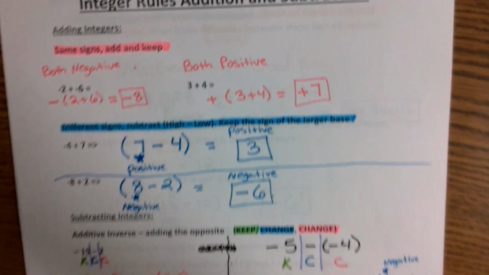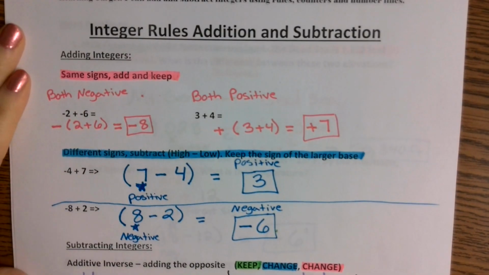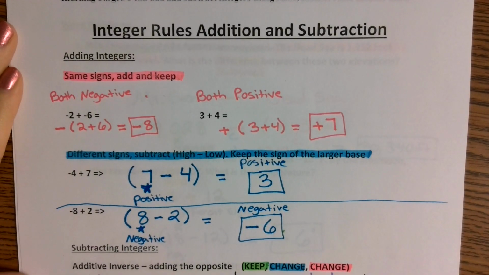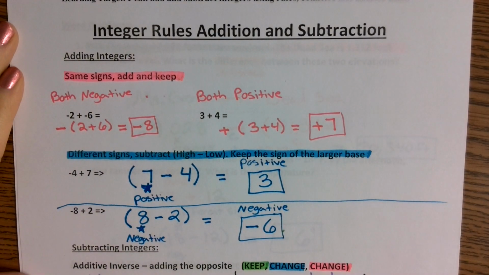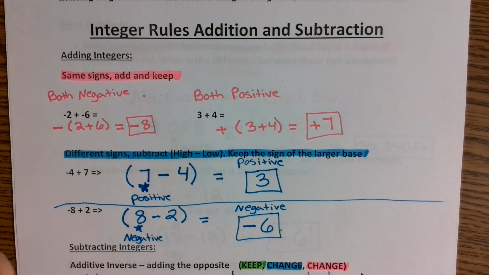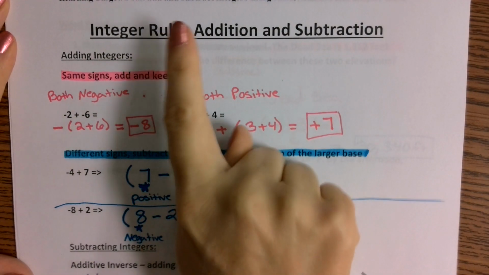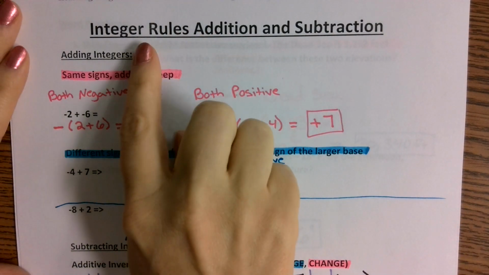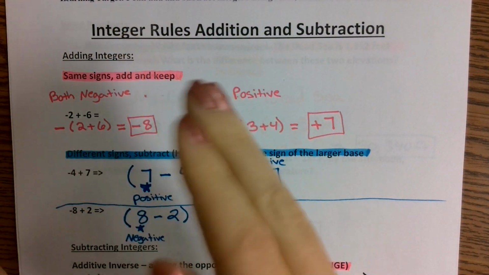Okay, so as you're getting your notes out and ready, I'm just going to discuss real quickly what we covered yesterday in class. Again, the video is loaded onto Google Classroom. If you need to rewatch it, it's always there. But yesterday we talked about the rules for adding and subtracting when there are positives and negatives involved, our integers.